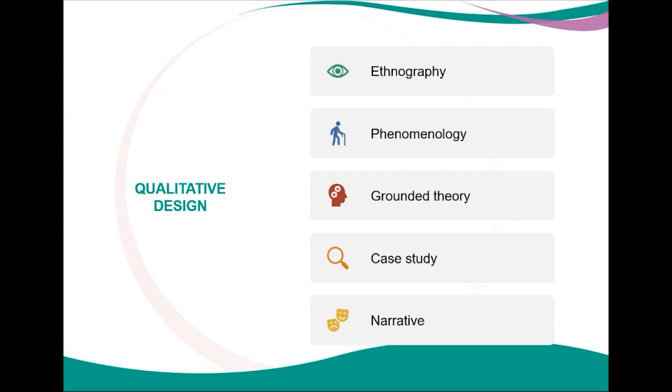And then we have phenomenology as another qualitative design. Phenomenology aims at understanding the participants' views and opinions from their lived experiences. So if you want to understand how people experience a particular phenomenon, then your design will be phenomenology. And then the other one is grounded theory. It aims at generating a theory. So if you want to generate a theory based on the data that you collected, you use grounded theory.